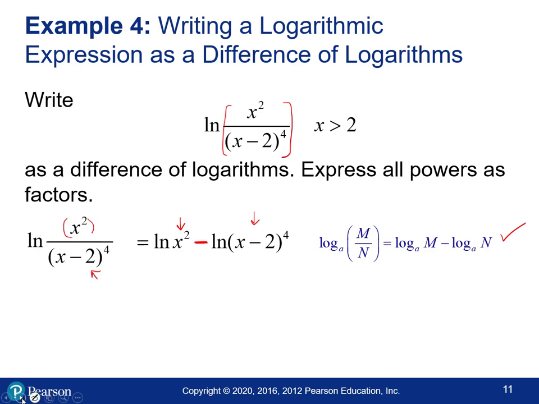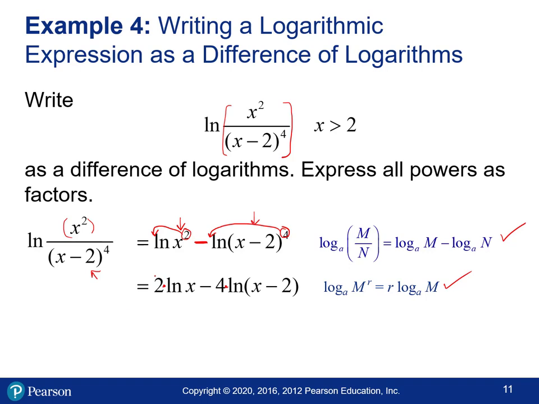quotient-to-difference rule. Then we're going to use our power rule that says these exponents can come down to the front with multiplication. Same thing on this one here. And so we multiply. So that's using our power rule. And then that's it. That's as simplified as this one can get. So we went from having 1 log expression with a quotient in the argument to 2 log expressions here. And we have no exponents because we brought them down to the front.